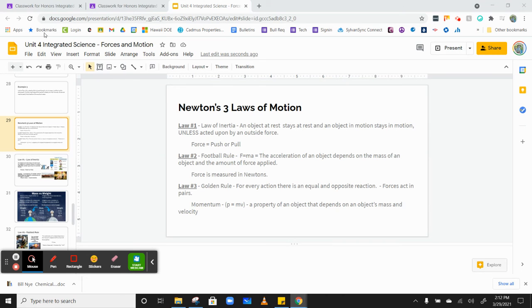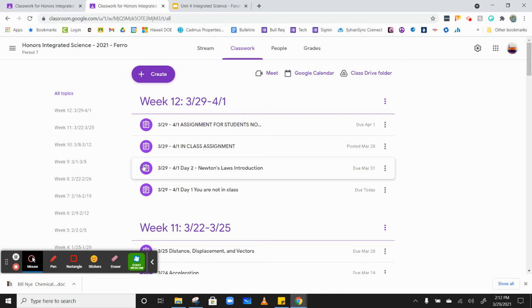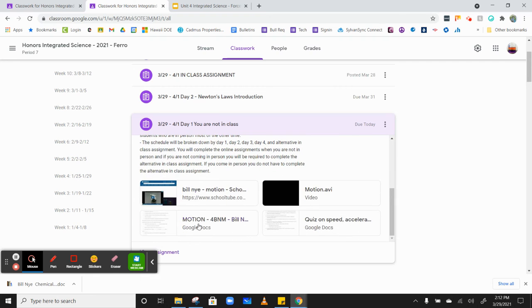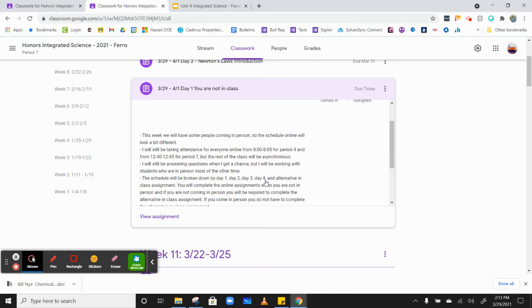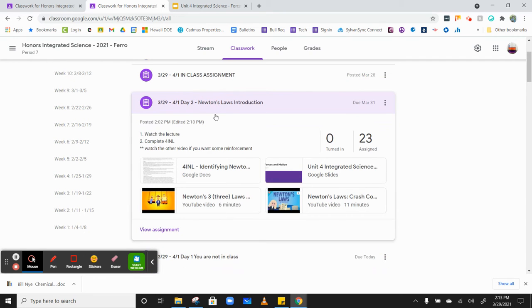Okay, guys, so here is the classwork for day two, the week 329 to 41, day two. So yesterday you did an exam or a quiz, and then you watched the Bill Nye video on motion. So hopefully that gave you a preview of what we're going to talk about today, which is Newton's three laws of motion. And once you're done watching this video, you can complete the worksheet for INL.